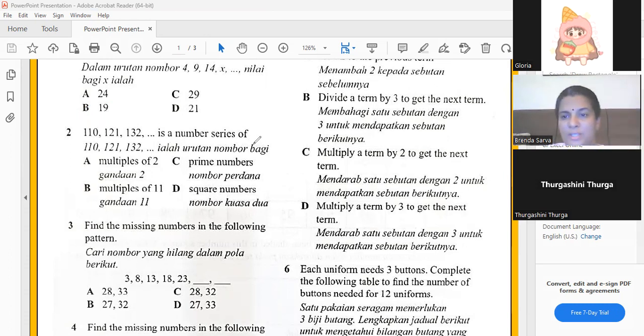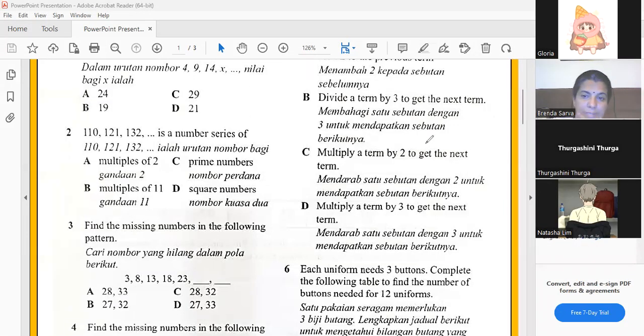Pop in your answers in the chat for number 2 now. Thank you, Gloria. When you want to pop in your answers in the chat, can you please write your question number, because it gets confusing. Sometimes I do not know which question we are doing. So now we are doing question number 2. I can see Gloria's answer. Hi Natasha, welcome. Just put 2, then a dot, and then your answer.